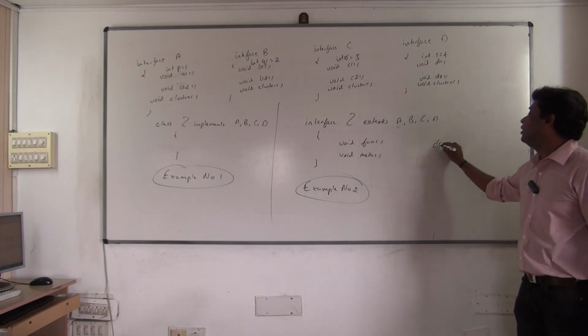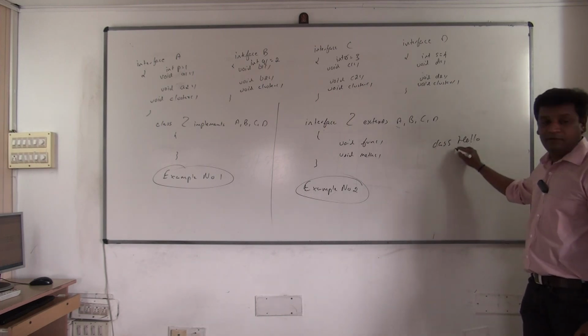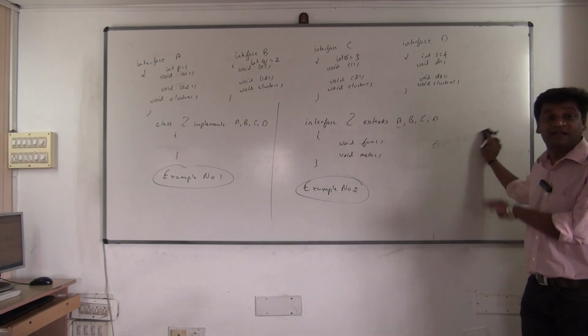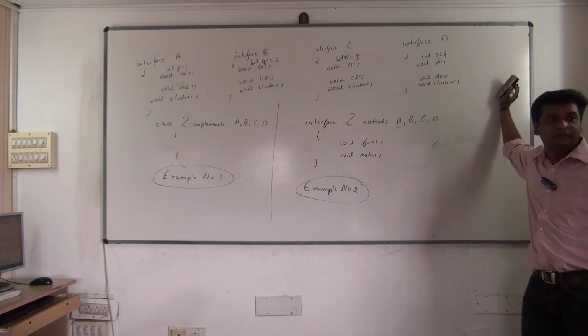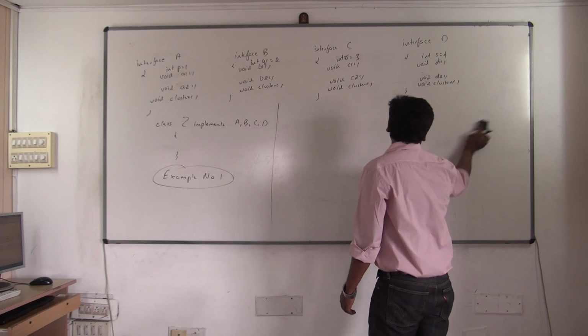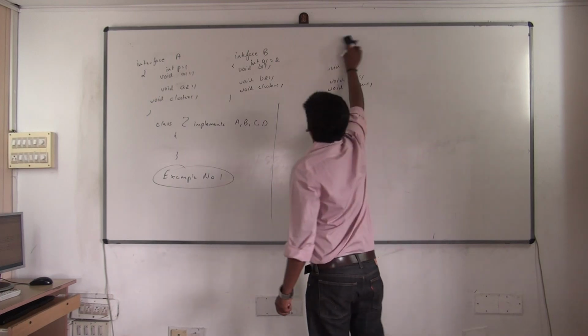So here it was class Hello, implementing Z. Remember that. And you have to create an object of the Hello class. You know how to write the main code now? Write the main code. For both the examples, check them out by writing the main method.